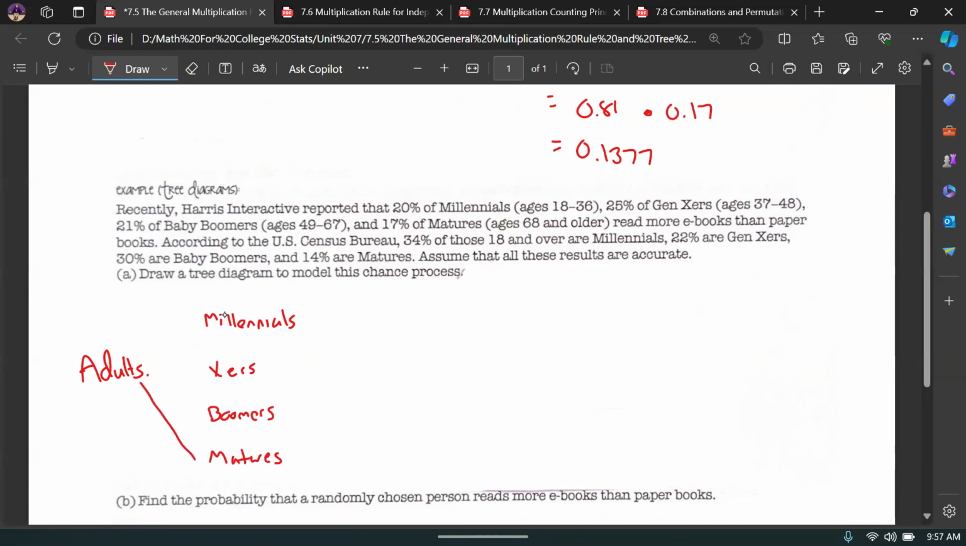Right? And we can assign a probability to this. So of the population, what does it say? 34% are millennials, so 0.34. Let me change the color here. It's gonna look real nice. Okay, so blue. 0.34 are millennials.